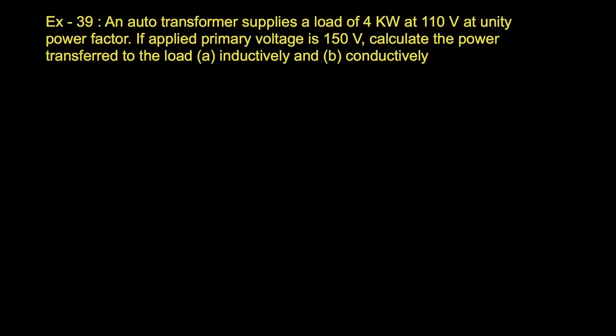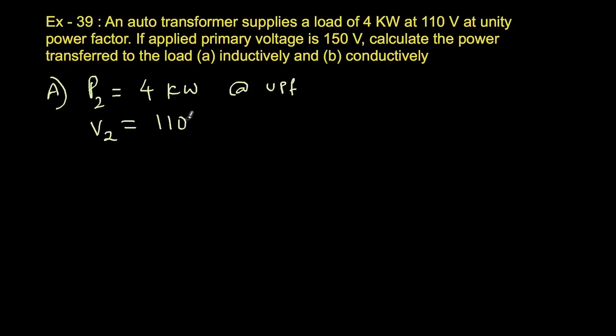So let's look at another problem. This is example 39. What is given? An auto transformer supplies a load of 4 kilowatt at 110 volts at unity power factor. So the power P2 is 4 kilowatts at UPF, unity power factor, and V2 is 110 volts. If the applied primary voltage is 150 volts, so V1 is 150 volts, calculate the power transferred to the load inductively and conductively.